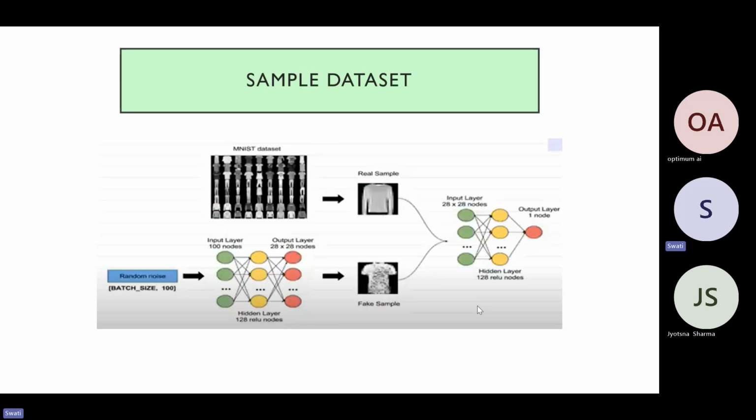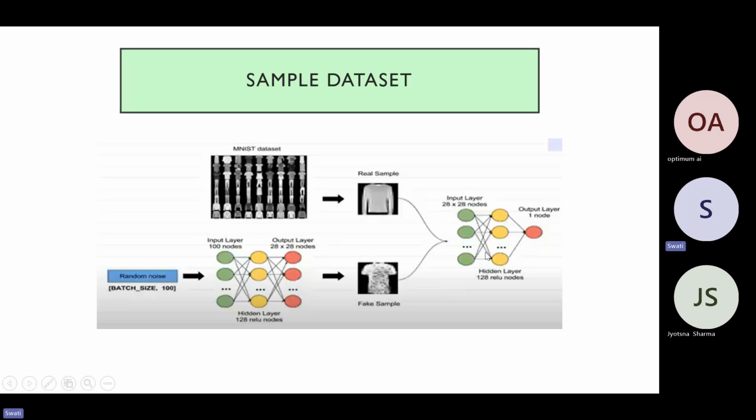So this is a sample data set. This was the MNIST data set. We select some real samples, like we mentioned here. Then we have some random noise, which we will send to the generator, which has an input layer, then hidden layers, and an output layer. It has an output layer of 28 by 28, which is the dimension of the image. So it will generate this fake sample.